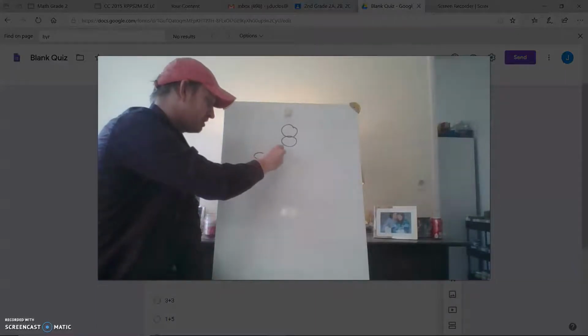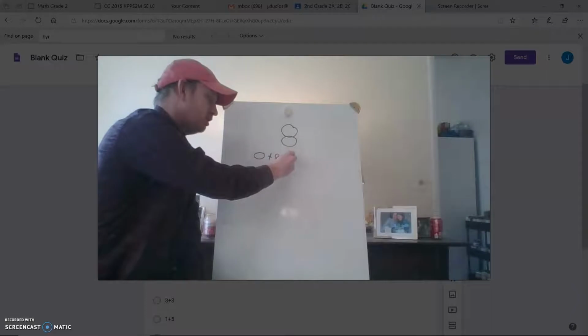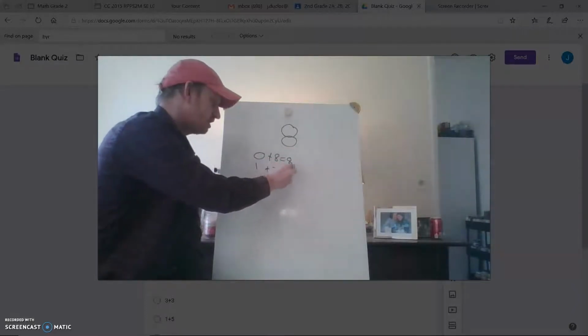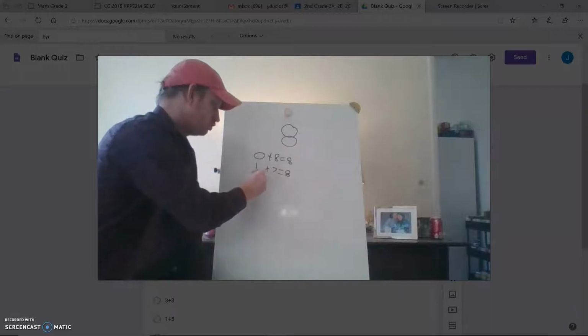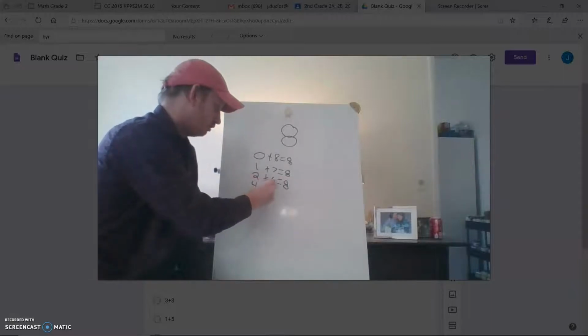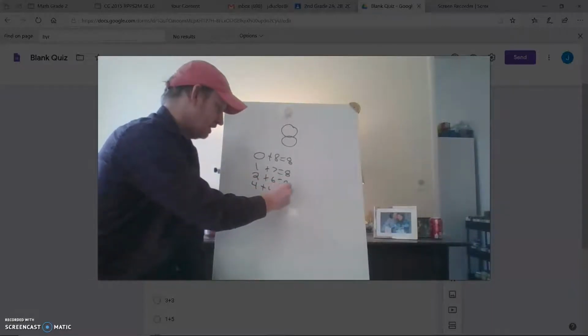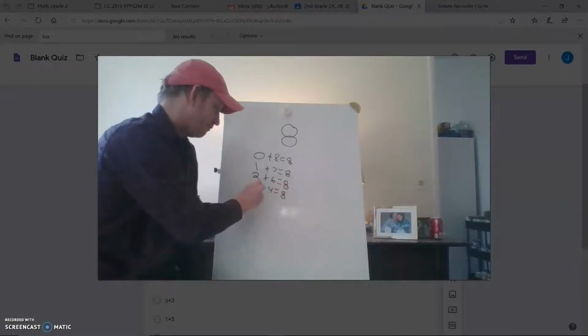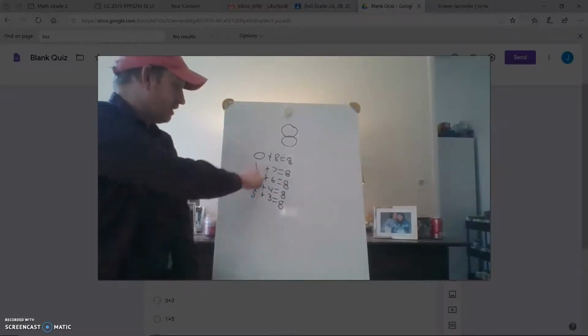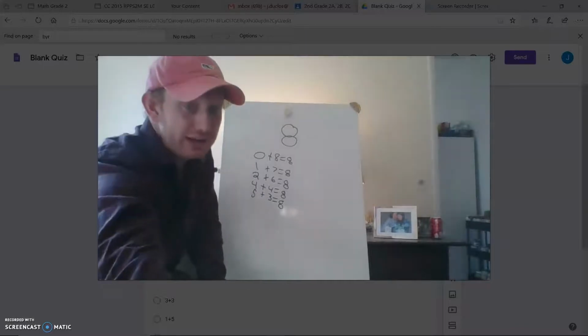0 plus 8 equals 8. 1 plus 7 equals 8. 2 plus 6 equals 8. And 4 plus 4 equals 8. And 5 plus 3 equals 8. So those are our fact families, and let's see which one is not an option.